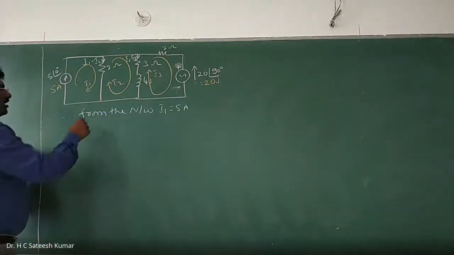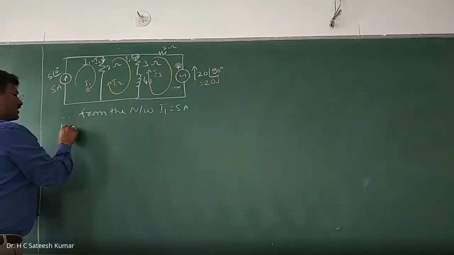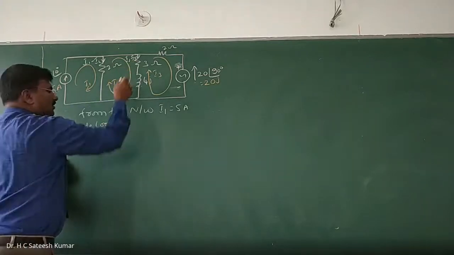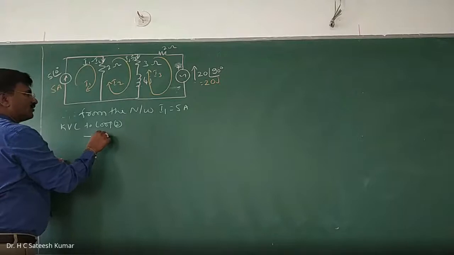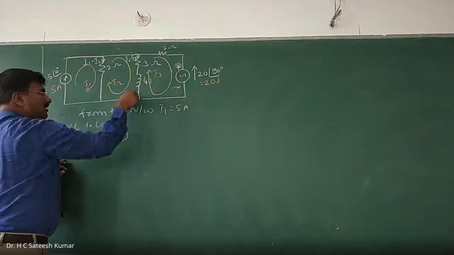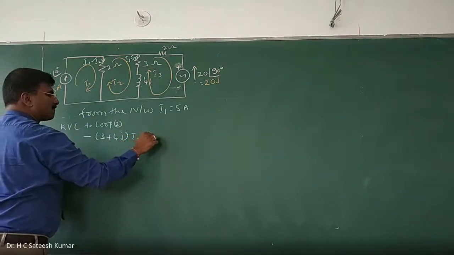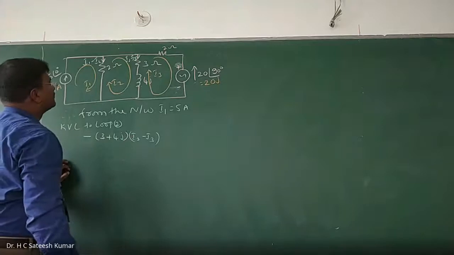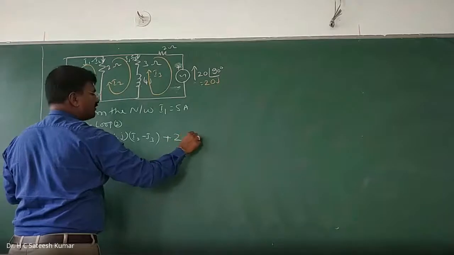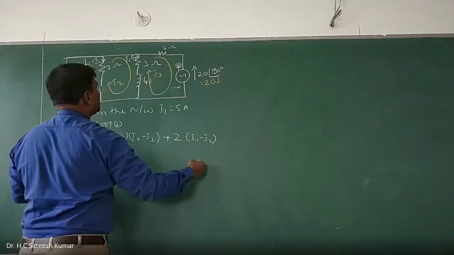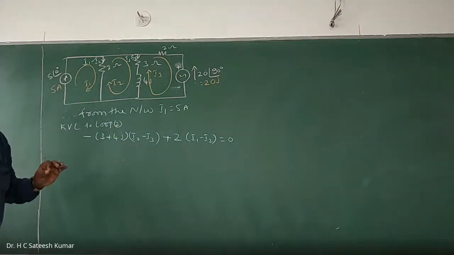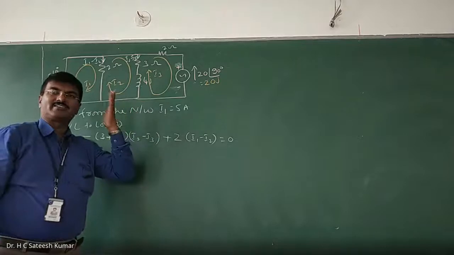Now KVL to loop 2. Start from this one. Minus of 3 plus 4j into I2 minus I3, plus 2 into I2, plus 2 into I1 minus I2 is equal to 0. Now, you will have to eliminate I1, otherwise you will get a 3 cross 3 matrix.